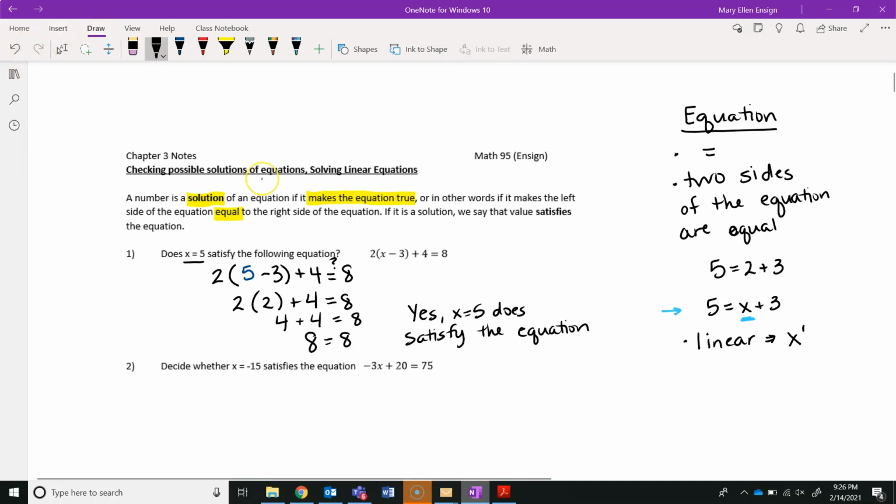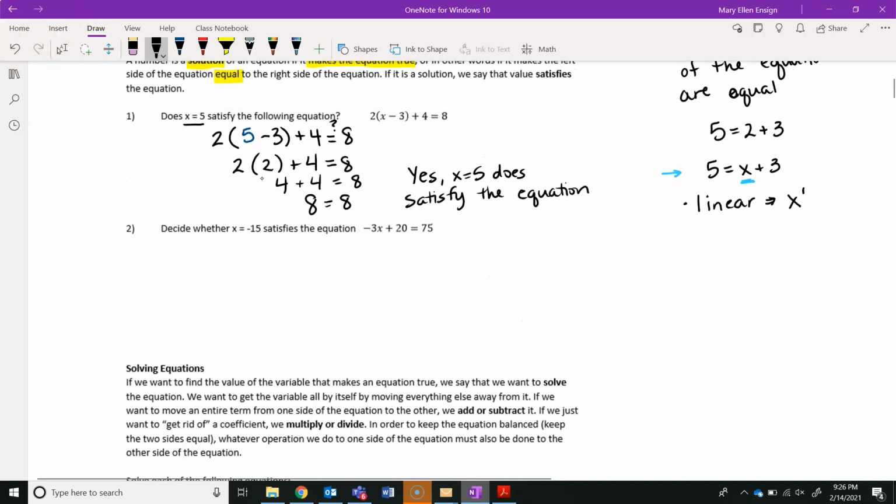Now let me just point out one thing here. When we have 2 times 5 minus 3, you might be thinking, okay, well, last week we talked about the distributive property. Why aren't we distributing? In this case, we don't have to distribute because what's in the parentheses is like terms, so it can just be simplified. But you can always distribute.